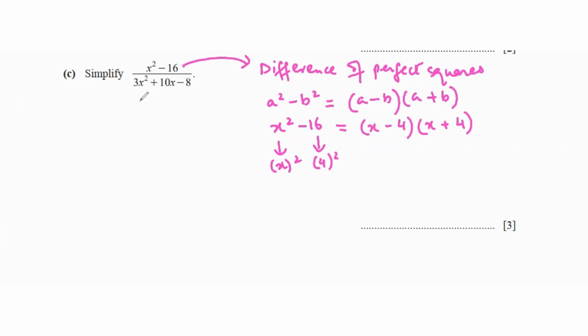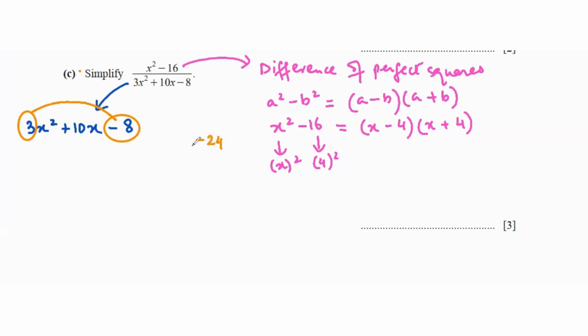Now moving on to the denominator, which is 3x squared plus 10x minus 8. So let's factorize this now. We're going to do middle term breakage. Middle term breakage is basically replacing the middle term with two other numbers and then factorizing the entire thing. So we start with multiplying the coefficient of x squared and our constant. So 3 times negative 8 is going to give us negative 24.